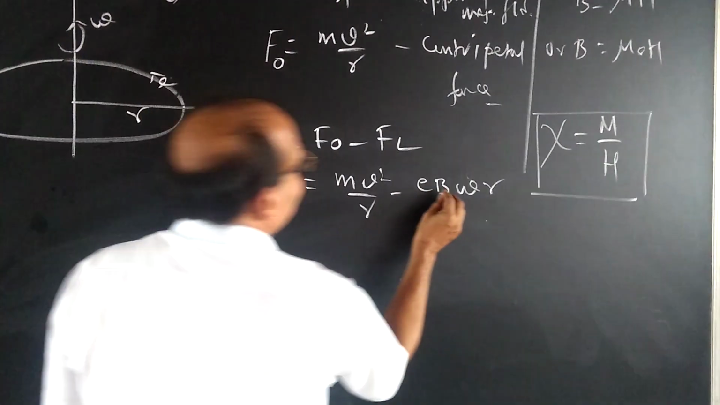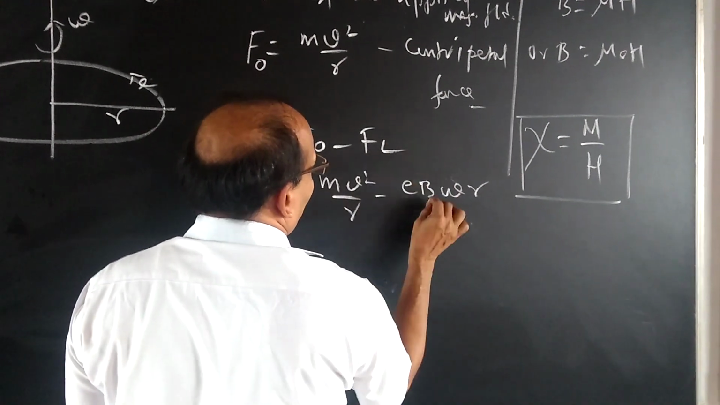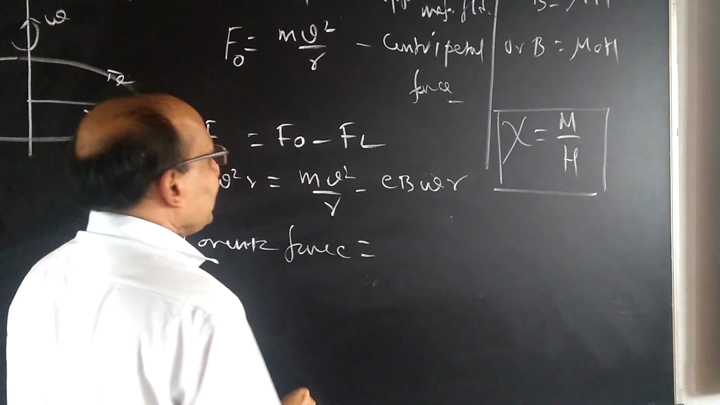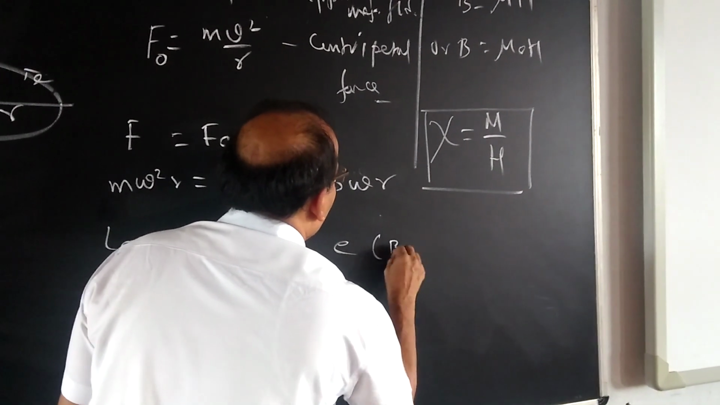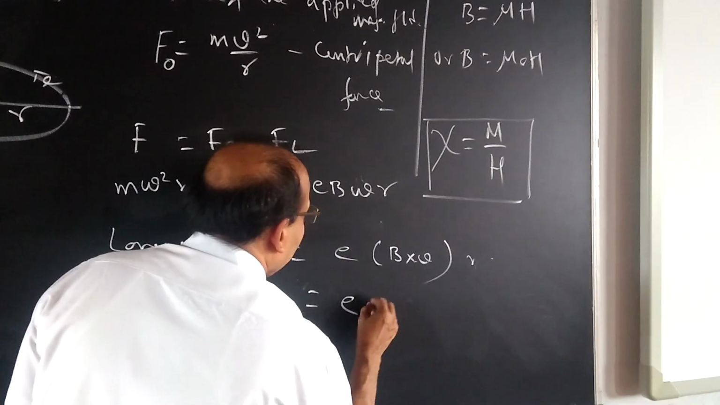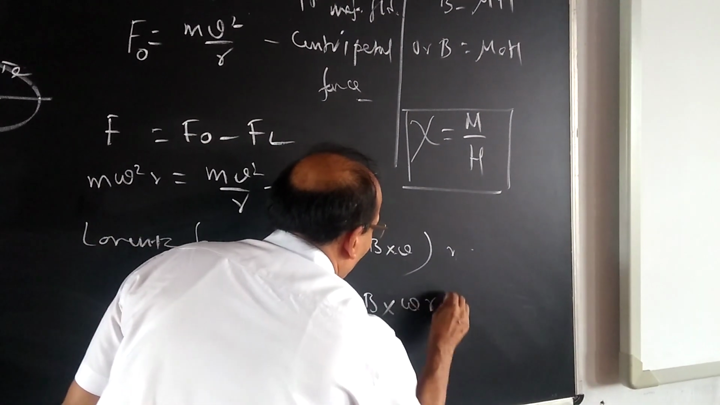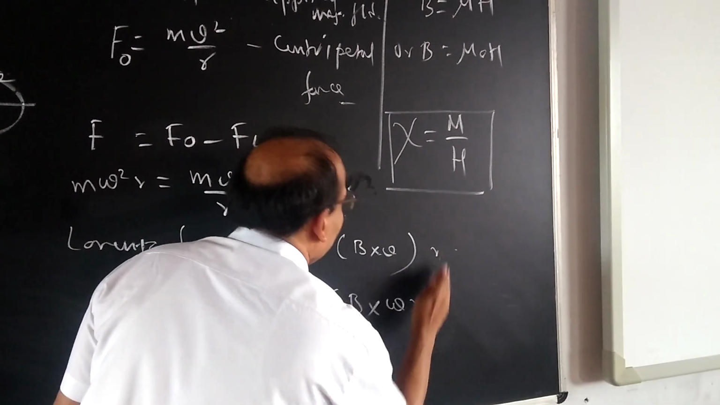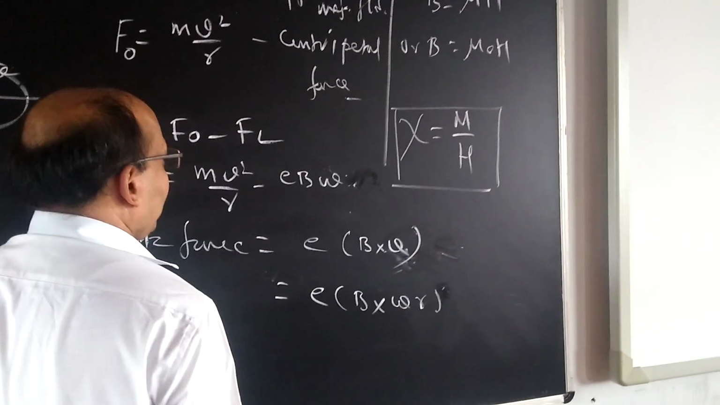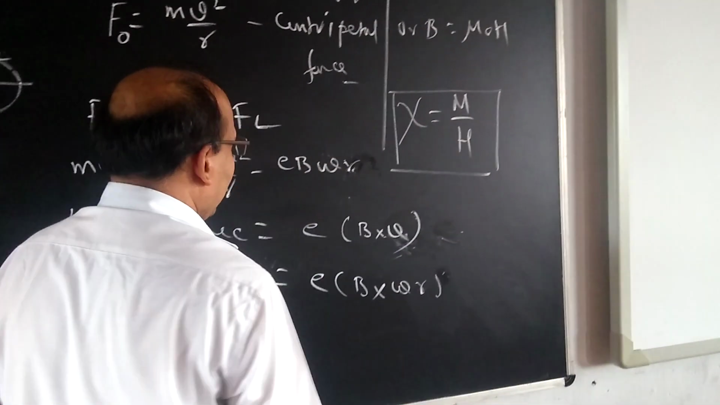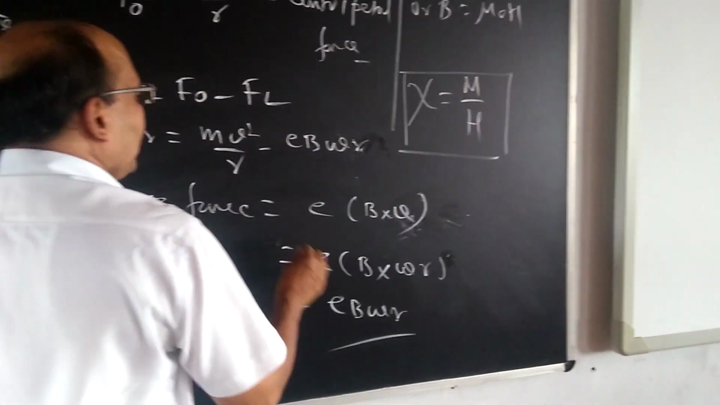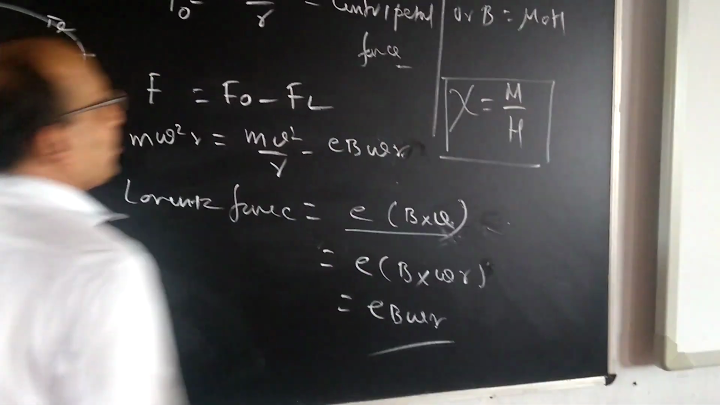By applying the Lorentz force, it is always given by e into B cross V for a particular radius. If I take this, it is e into B into omega into r. Omega r is nothing but V itself. So therefore eB r omega, if I take like this, because this is e into B into omega r. Either you can take only this much or you can express it like this.